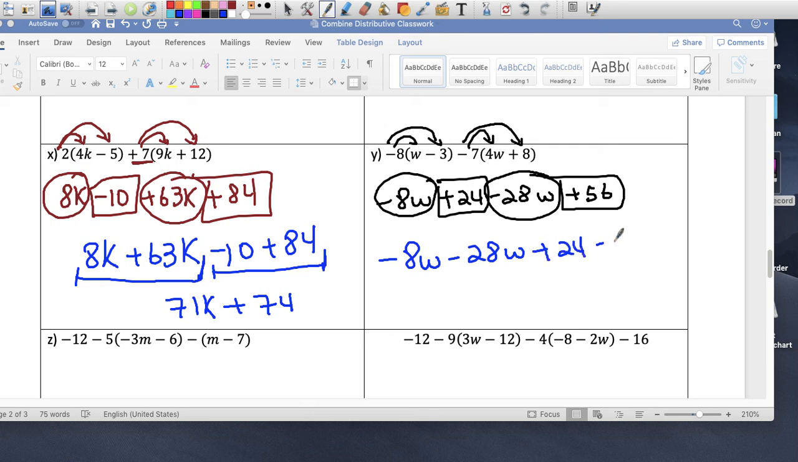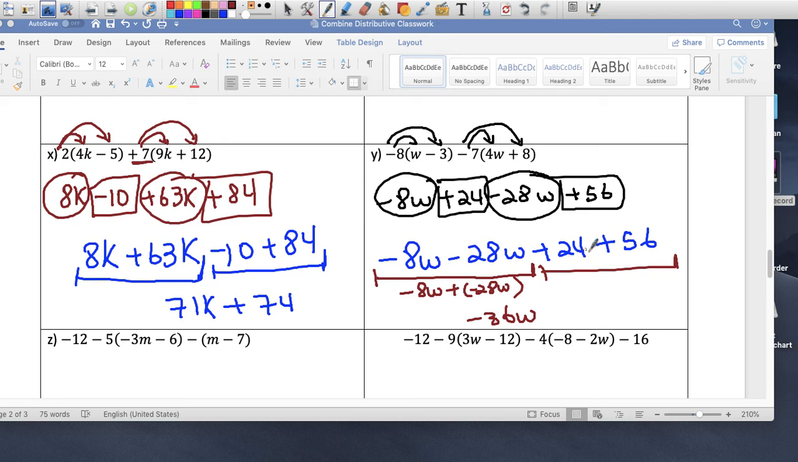Plus 24, plus 56. Now combine these two, negative 8 and negative 28. So again, let me change this to an addition. So now I can clearly see that they're both friends, and negative 8 and negative 28 is negative 36w. About these two, they're both positives, and it's just 24 plus 56, which is 80. These two I cannot combine.